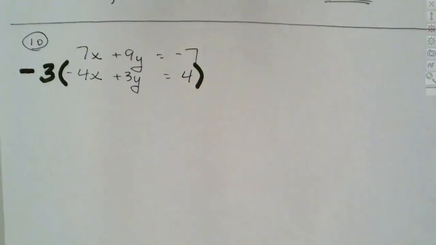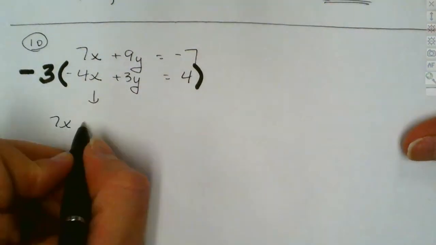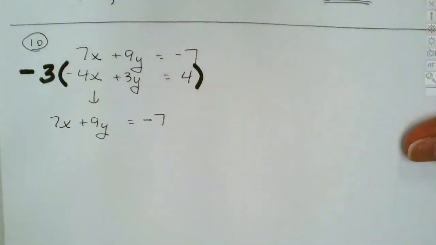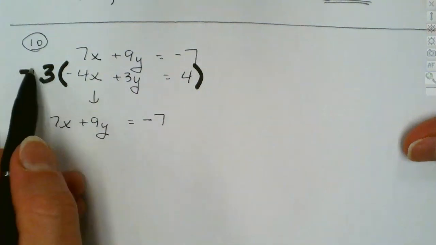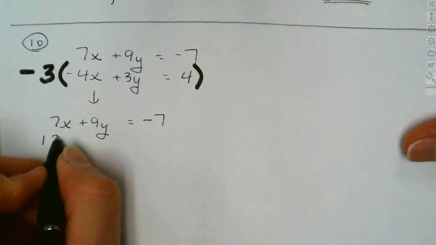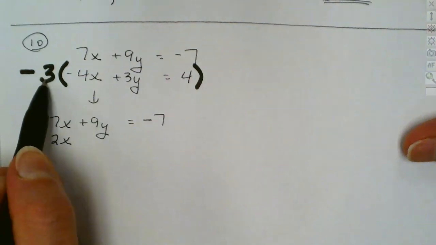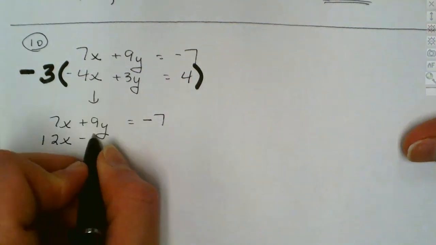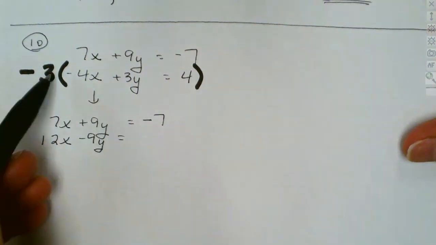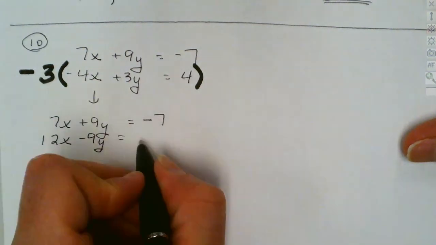So let's go ahead and do that. The top equation stays the same. 7x plus 9y equals a negative 7. The second equation, we multiply it through. Watch out for your signs. Minus 3 times minus 4. Well, that makes it a positive 12x. Minus 3 times positive 3. That makes it a minus 9y, and that's going to cancel. And then we have minus 3 times 4. Minus 3 times 4 makes it a minus 12.